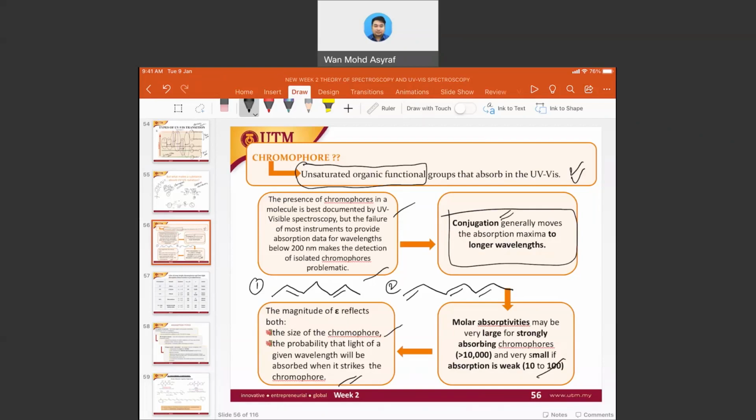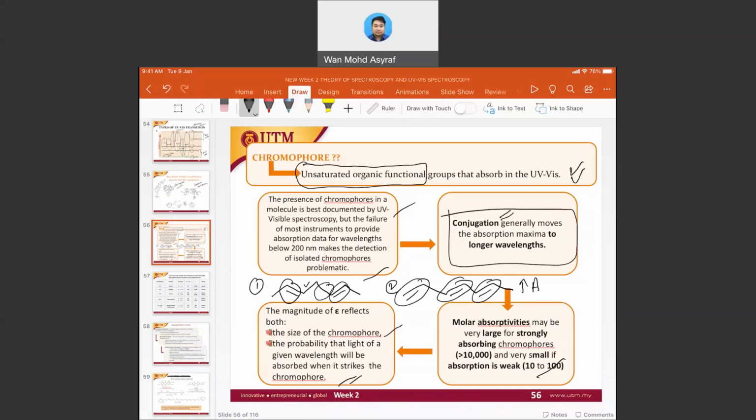Conjugation means that the unsaturated organic functional groups need to be right after one another. So for example, the second one would have a much higher absorbance as compared to the first one, because the second one has conjugated, unsaturated functional groups. When it says conjugated, it is right one after another. For the first one, it is not right one after another. There is a space here, but it was supposed to be here. So basically, it is not conjugated, which means that it will have a much lower absorbance value.